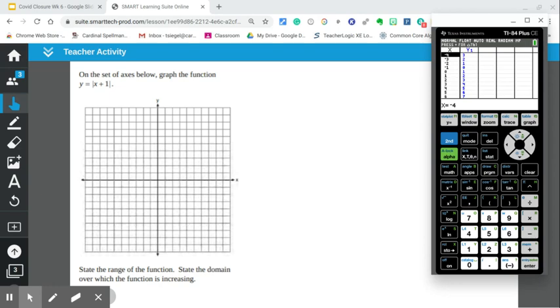Okay, so you can plot as many as you want, but at the very minimum, you'd have to plot negative 1, 0, negative 2, 1, negative 3, 2, and then 0, 1, 1, 2. And that should be enough.